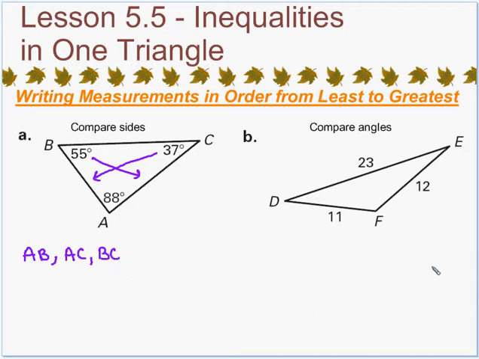Part B, this time we will compare the angle measures. Looking at the side lengths, side 11 here, DF is the shortest. Go opposite of that, we have angle E, which will be the smallest angle. The next smallest, we look at side EF, which is 12. Go opposite, angle D is our next smallest angle, which makes angle F our largest angle.